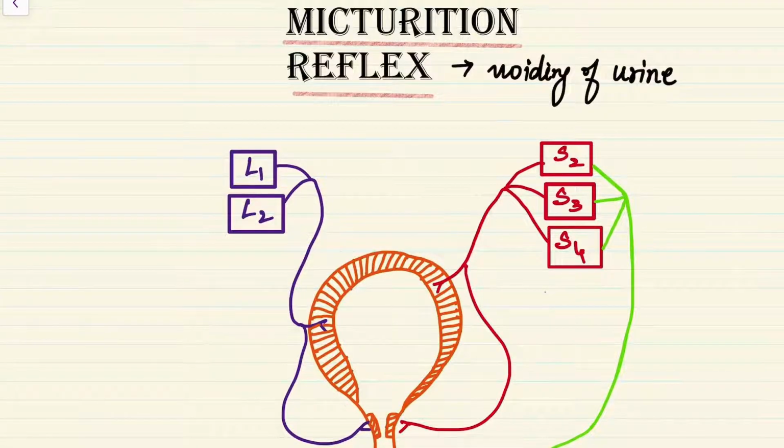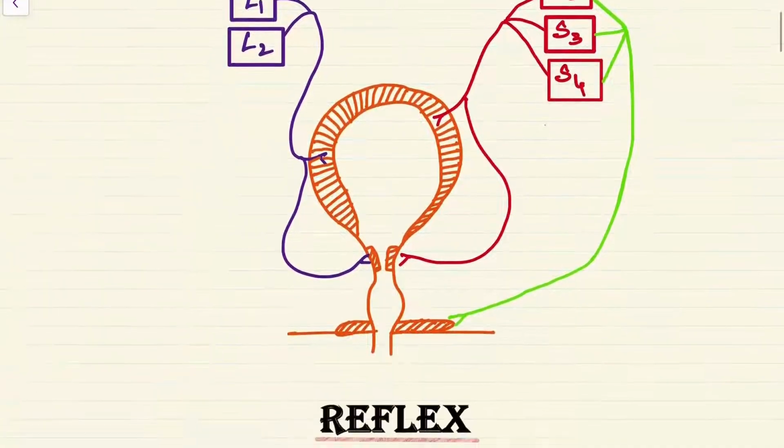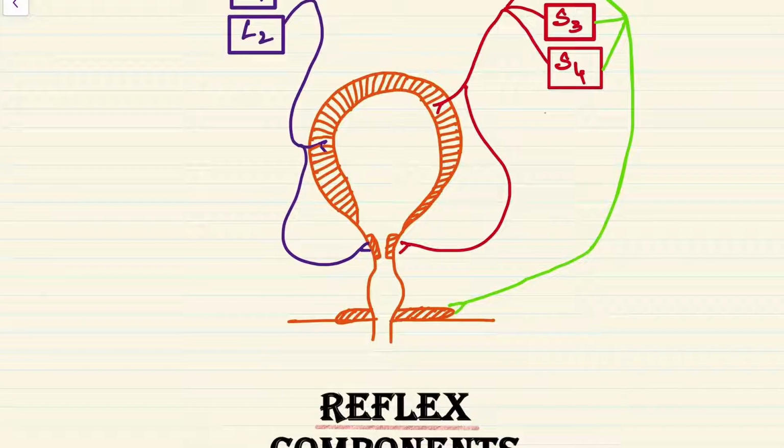Today, we'll explore the micturition reflex in the cosmos of medicine. Micturition reflex results in voiding of urine. Before getting into the reflex, we need to know a little bit of anatomy here.